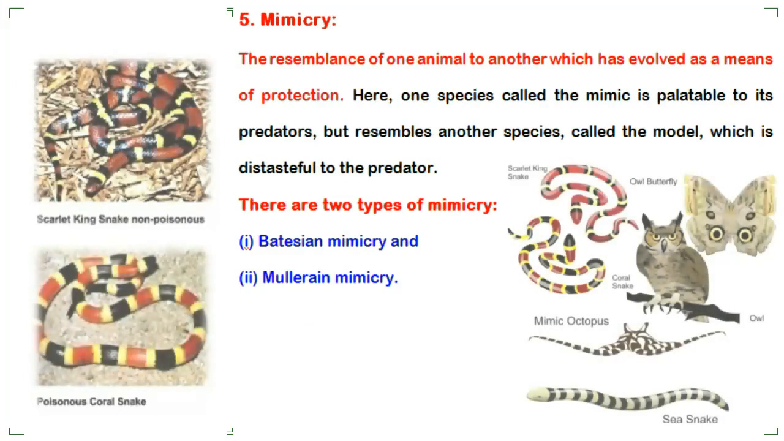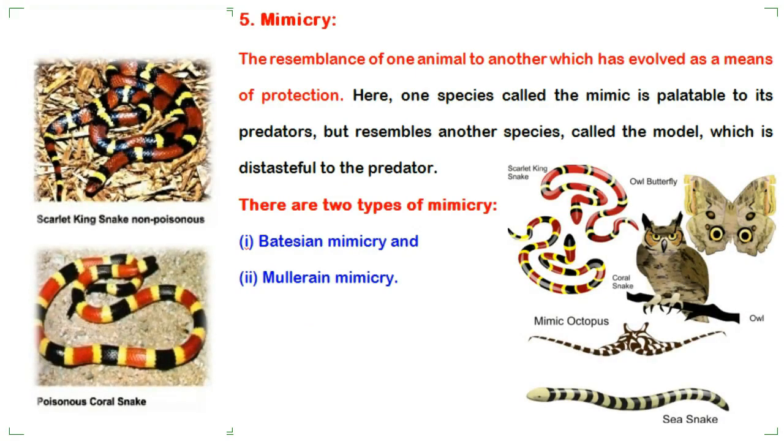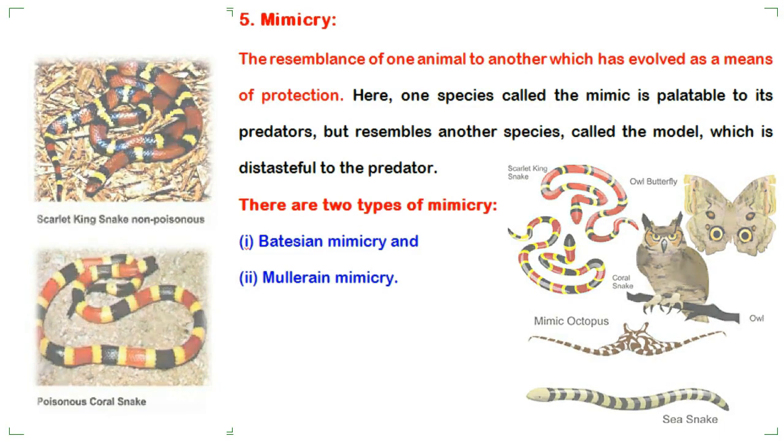Mimicry. Mimicry is the resemblance of one animal to another which has evolved as a means of protection. Here, one species called the mimic is palatable to its predators, but resembles another species, called the model, which is distasteful to the predator.